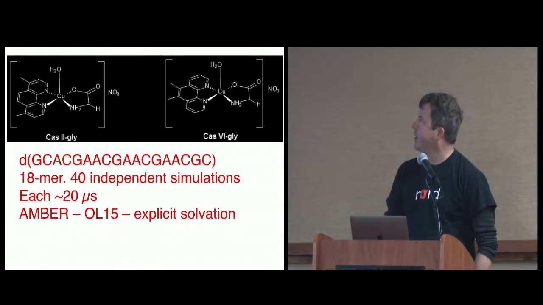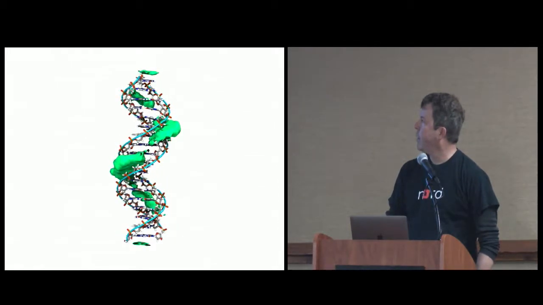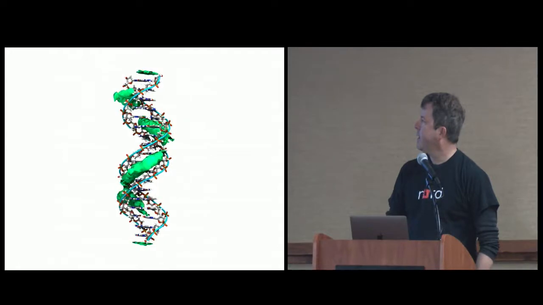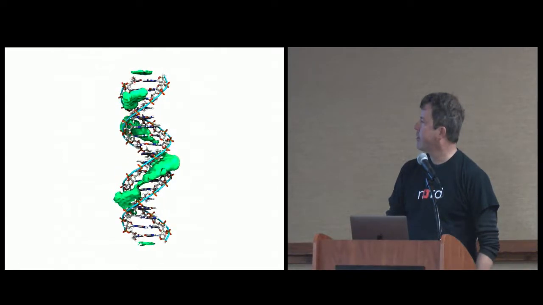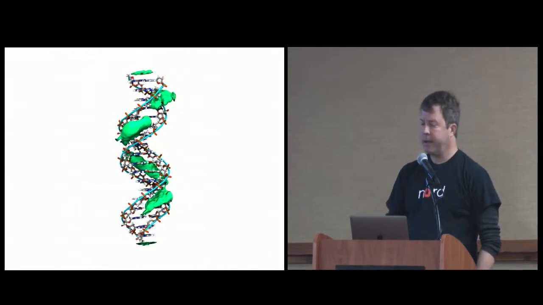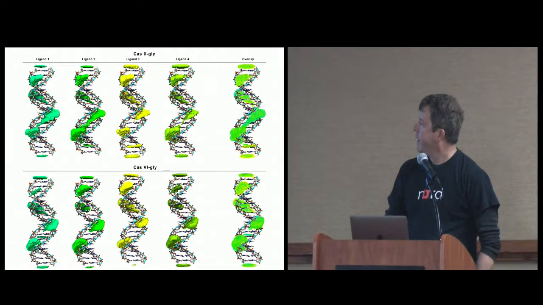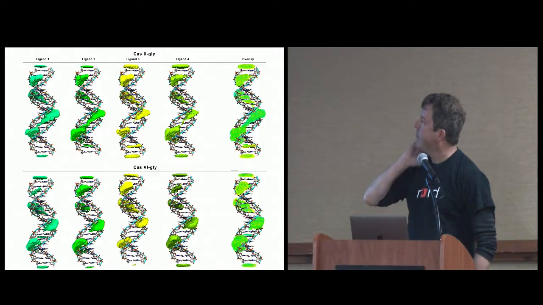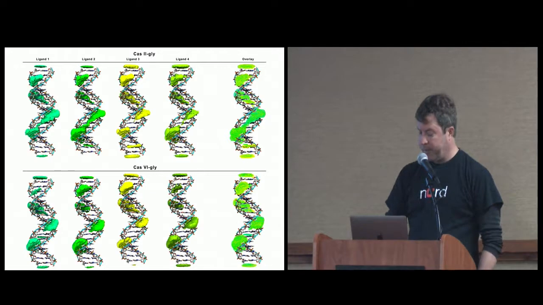So 2 examples here with different substitutions, running with the OL15, lots of independent simulations. And we can kind of see where these compounds are binding. This one's kind of sticking in the minor groove mostly, not doing so much of the aversion. And we can characterize for the different systems what the drugs are doing and hopefully provide insight.